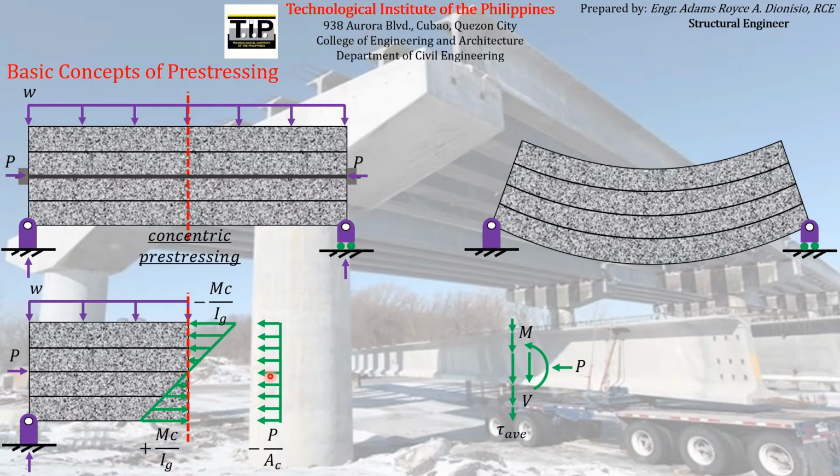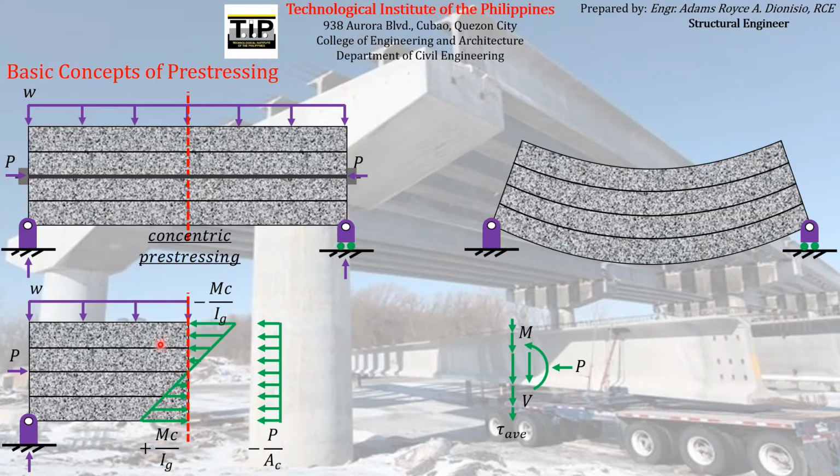So you can see that if we have not applied this concentric pre-stressing, just like what I've shown a while ago, there is no axial compressive force, negative P over AC. So we are left with the flexural stresses. If we did not have a pre-stressing reinforcement here, the flexural stresses experienced by the concrete are this alone: MC over I at the top, MC over I at the bottom.